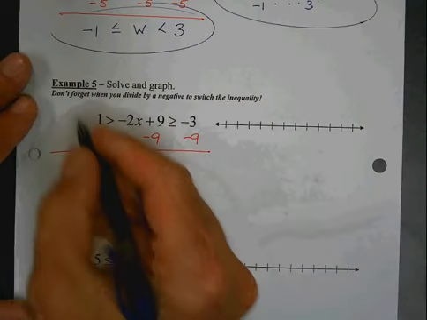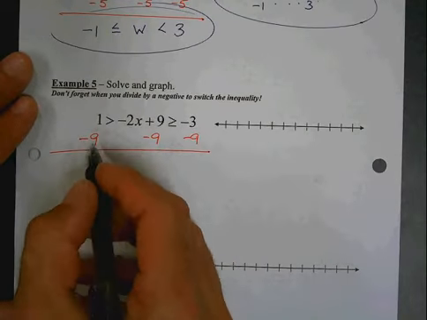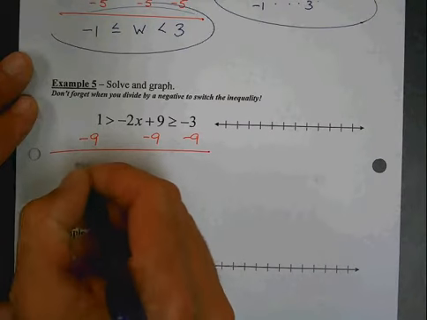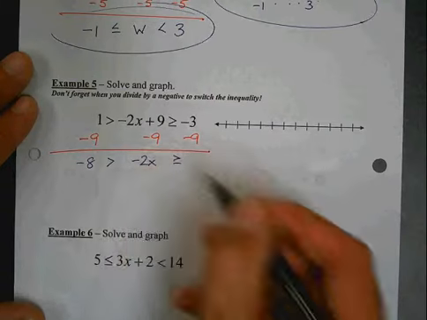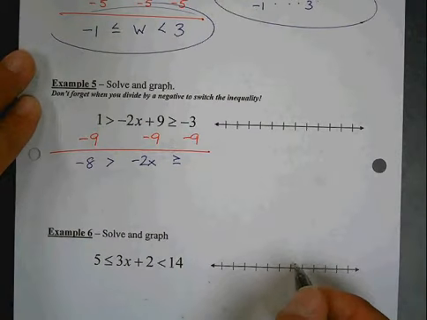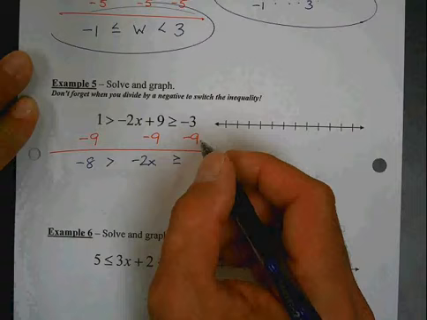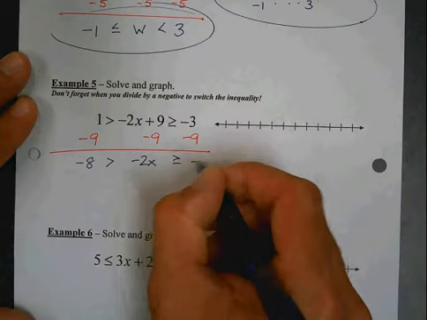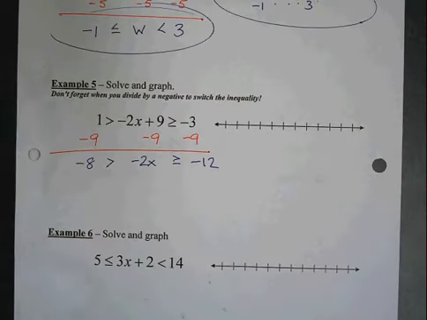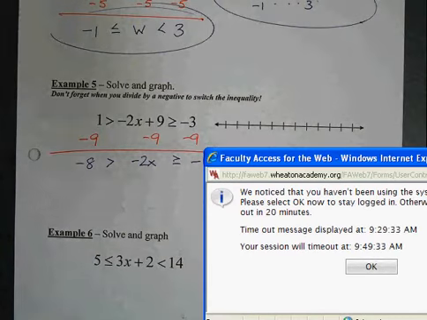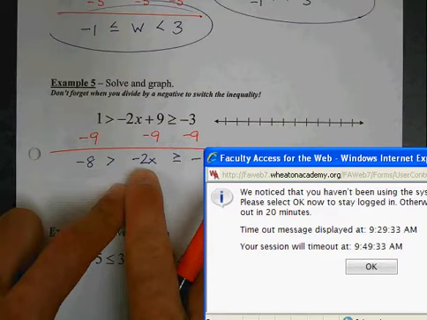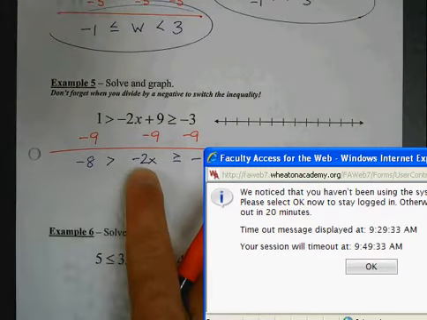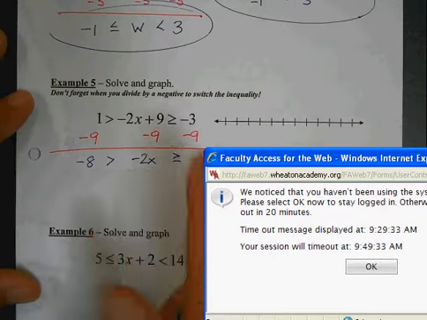1 minus 9 is -8. -2x in the middle. And -3 minus 9 is -12. Okay, next. How do I get rid of my -2? Well, I would add 2 if it was subtracting, but what is it doing right here? No, it's multiplying. So what's the opposite of multiplying? Dividing. So we're going to divide by what?